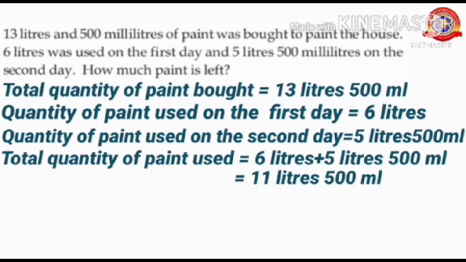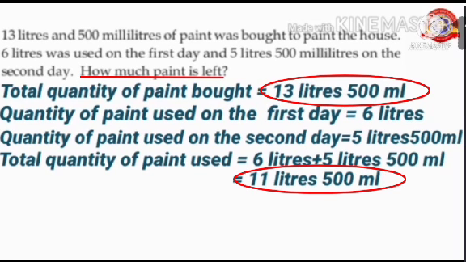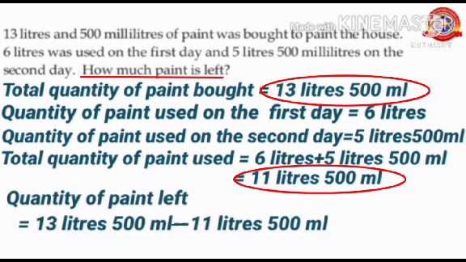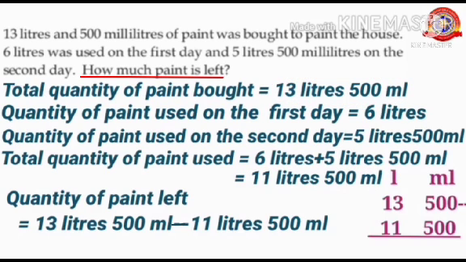Next, we have to find out how much paint is left. Children, you know that 30 liters and 500 milliliters of paint was bought to paint the house. From this, 11 liters and 500 milliliters was used. So, quantity of paint left equals 30 liters 500 milliliters minus 11 liters 500 milliliters, which is equal to 2 liters. That is, quantity of paint left equals 2 liters.